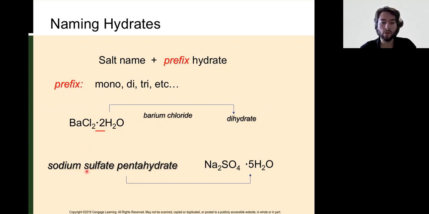Here we have sodium sulfate pentahydrate. So we have sodium here, and then we have sulfate, SO4 2-, so we have 2 sodiums. And then we have pentahydrate, so penta is 5. So here we have pentahydrate.